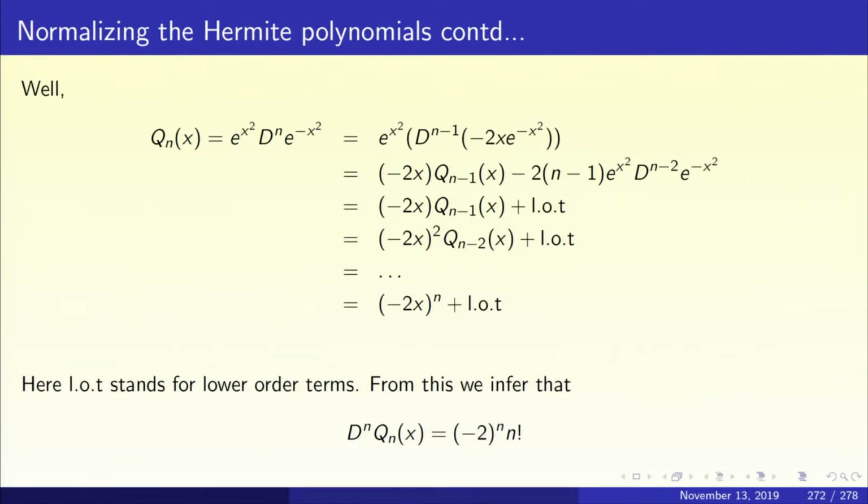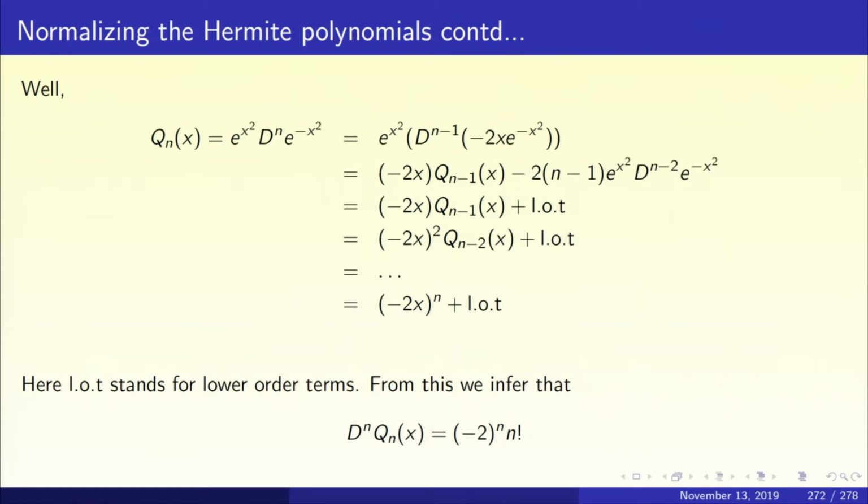What does LOT stand for? LOT is the abbreviation of lower order terms. Now, repeat it. Q_{n-1}x will be -2x times Q_{n-2} plus LOT, lower order terms. So, all in all, you will get (-2x) the whole squared Q_{n-2} plus LOT, etc. Ultimately, you will get (-2x)^n plus LOT, where LOT is lower order terms.